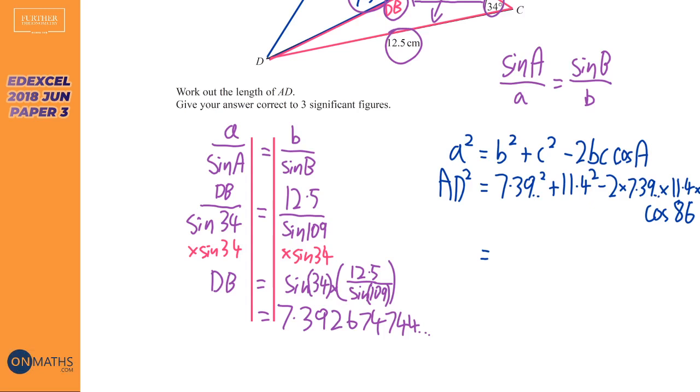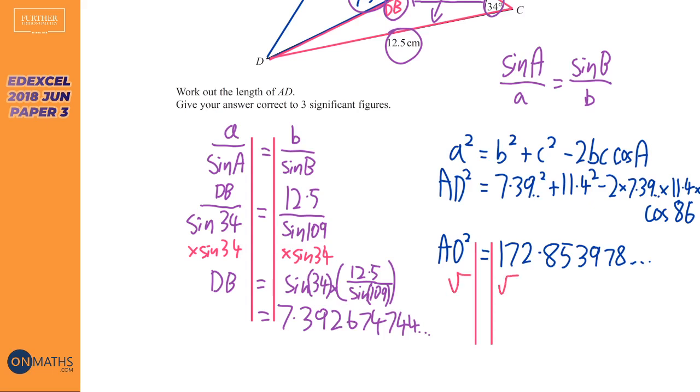Okay, so we've got 172.853978 blah blah blah. Okay, the problem is that this is AD squared. So if I just put a quick lines in, we know that to find out AD, we just square root both sides. Now, what you can do in your calculator is you can just type in the square root button and then the answer button, which are in the Casio calculators right at the bottom, and it will just square root the previous answer. Saves you having to write it all out again.